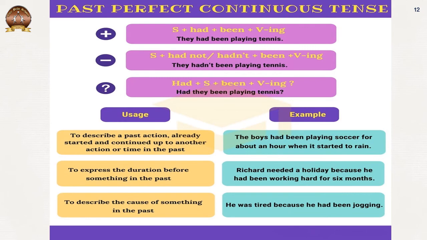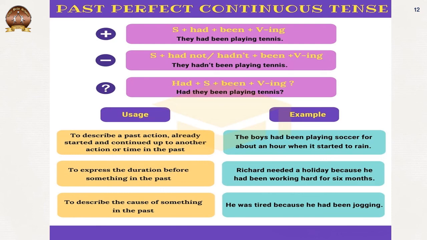Again, the structure: subject had been plus verb plus ing form. Then not in the negative will be added, and for question, as usual, had will come ahead. Usage: to describe a past action already started and continued up to another action or time in the past. To express duration before something in the past.